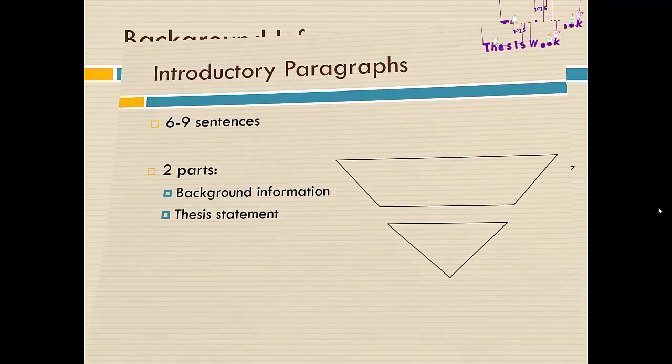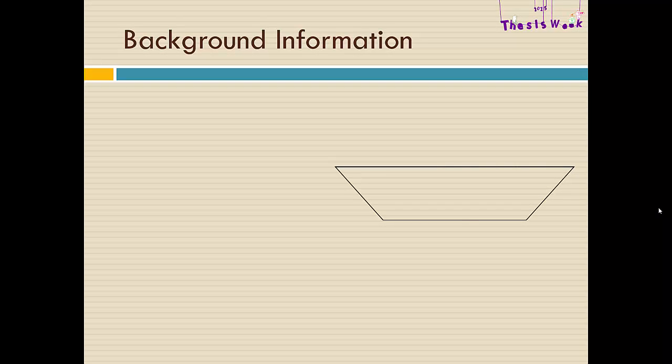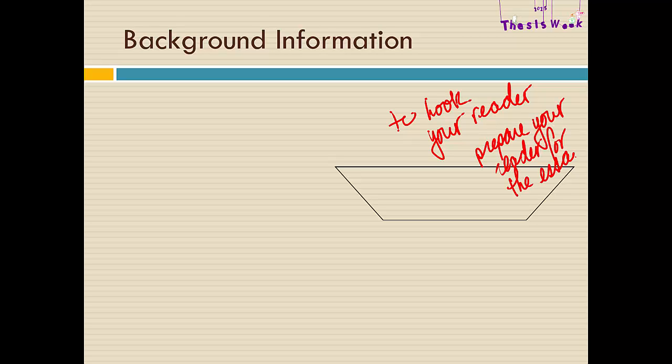Let's focus our attention on the first part of the introductory paragraph, the background information. This part of the essay has 2 purposes. The first purpose is to hook your reader, and the second purpose is to prepare your reader for the essay to come. The purpose of a persuasive essay is to convince your readers that your opinion or interpretation is correct. To do that, you want to make reading your essay as easy as possible for the reader. You want to make it as easy as possible for your readers to agree with you. Effective introductory paragraphs both set the scene for the reader and entice the reader to keep reading.